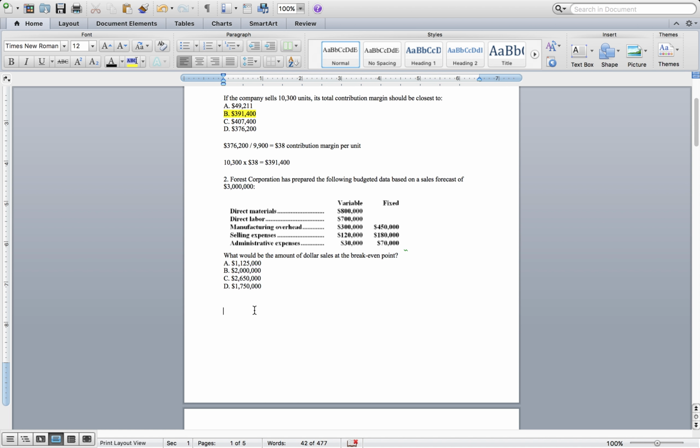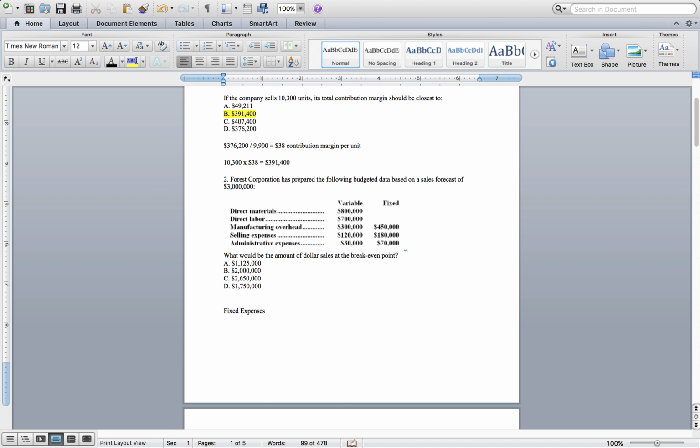The next one now, number 2 says, Forest Corporation prepared the following budget data based on sales forecasts. What will be the amount of dollar sales at break-even point? Remember, the break-even point in dollar sales is fixed expenses divided by contribution margin ratio. So the first thing is take your fixed expenses. Let's add them all up.